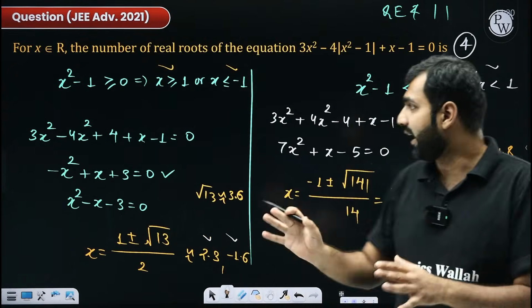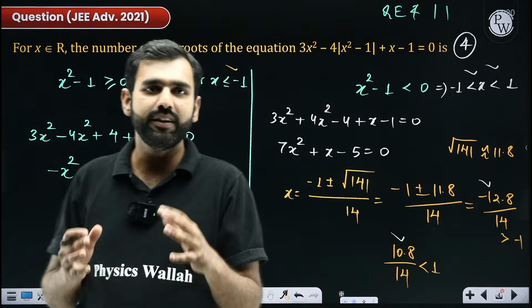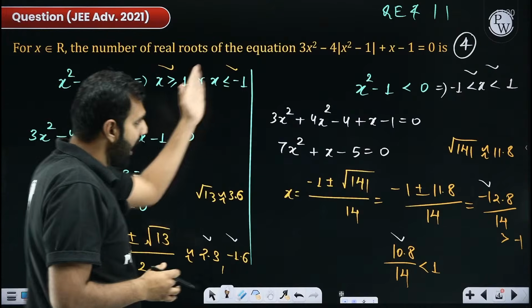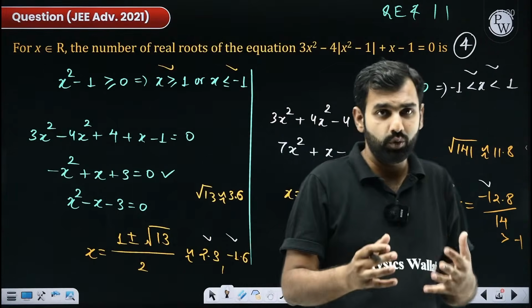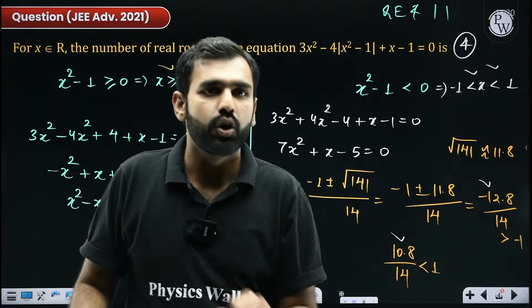How many of you could crack it, that when modulus is removed, two cases are created, and with these two cases you solve it like this, and then you verify that your solutions are falling under those cases or not.